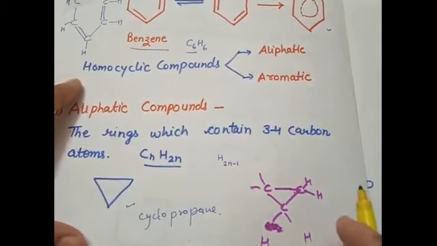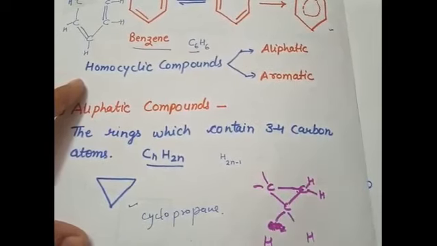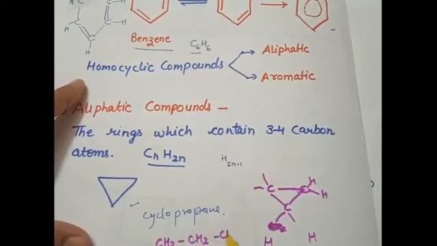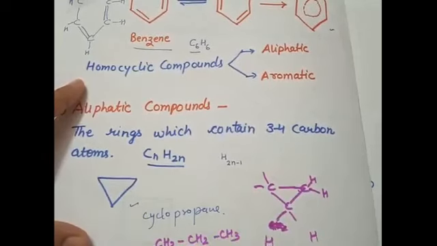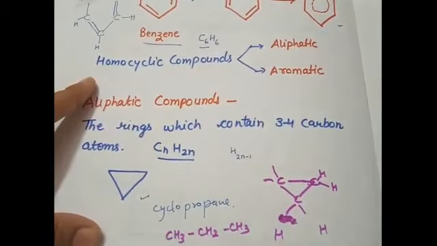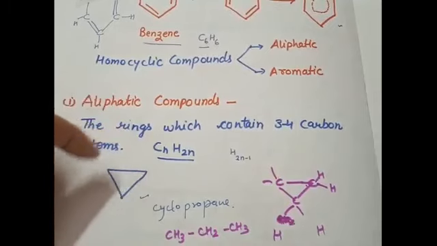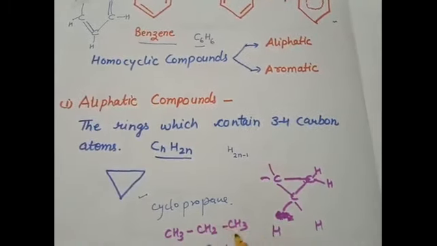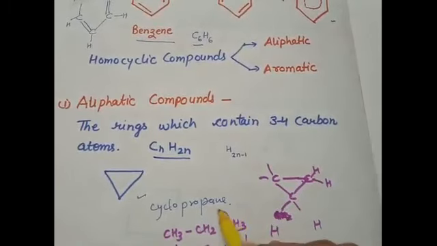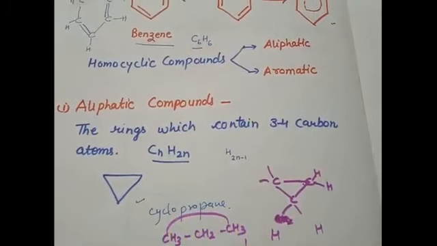But earlier, in case of propane, we had CH3, CH2, CH3. So we had C3H8. But now the formula has changed, because we have removed one hydrogen from each end and we have joined these two carbon atoms with a single bond.